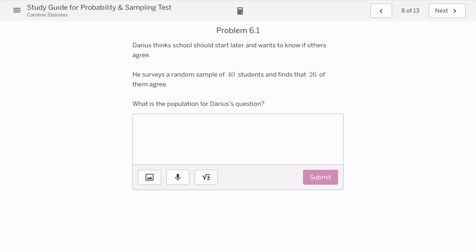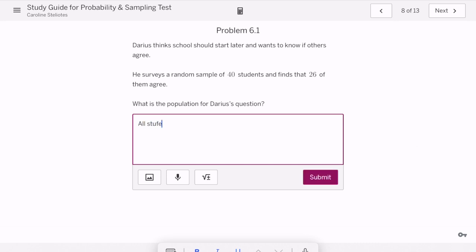Great. All right, problem 6.1. Darius thinks school should start later and wants to know if others agree. He surveys a random sample of 40 students and finds that 26 of them agree. First question is, what's the population for Darius's question? The population is the big group that we're studying. He is trying to figure out, who does he care about? Who is he asking? He's asking students at his school. So the population is all students at his school.